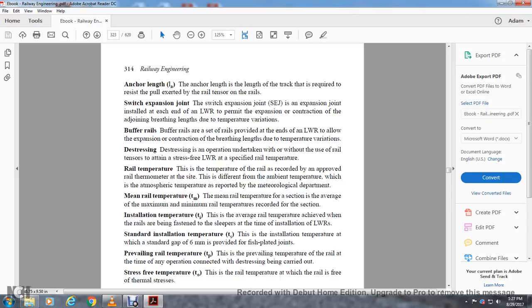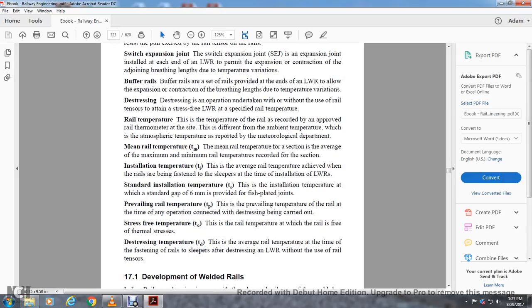And stress-free temperature, TO, is the rail temperature at which the rail is free of thermal stress. Distressing temperature, TD, is the average rail temperature at the time of fastening the rail and sleeper, with the average distressing of the long welded rail done without using rail tensors.